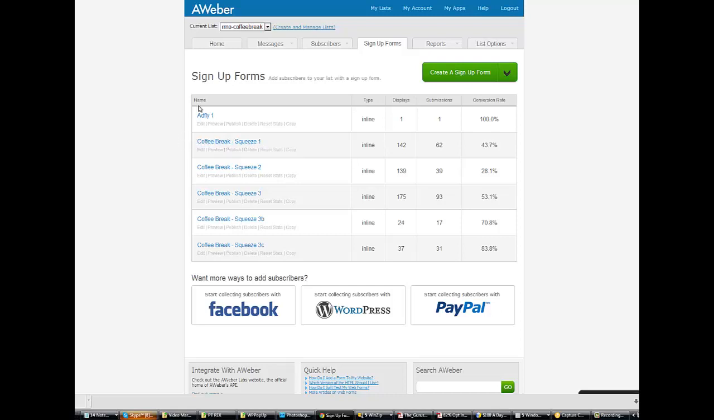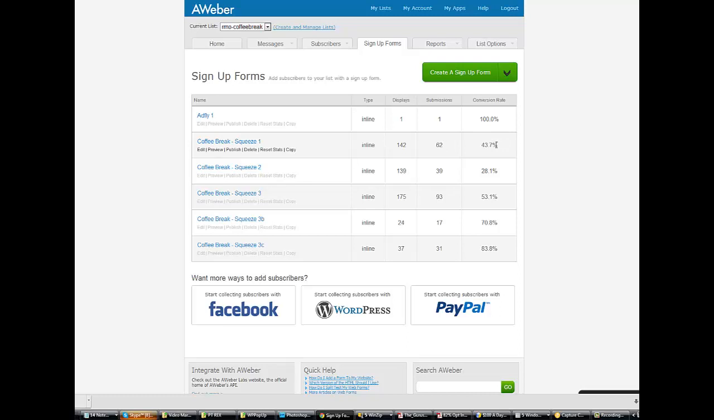So forget about the AdFly one. That's a test I'm about to run, which hasn't started yet. But what I'm testing here is these three squeeze pages. So squeeze page 1, 2, and 3, that was the first test that I ran. So you can see they're getting similar sort of clicks through the rotator. And you can see what the results are here in terms of opt-in.